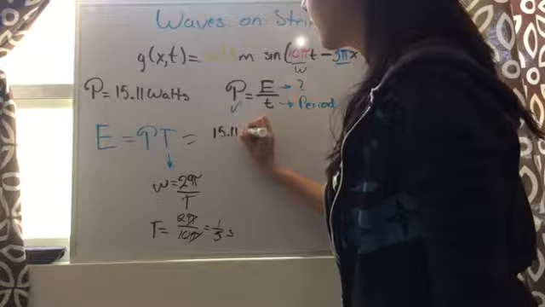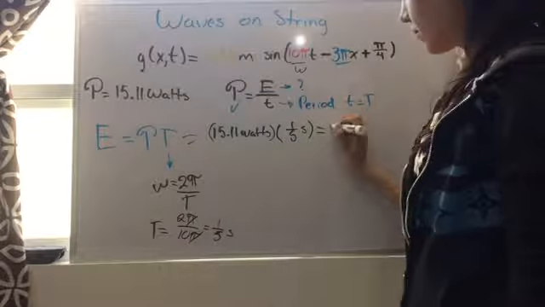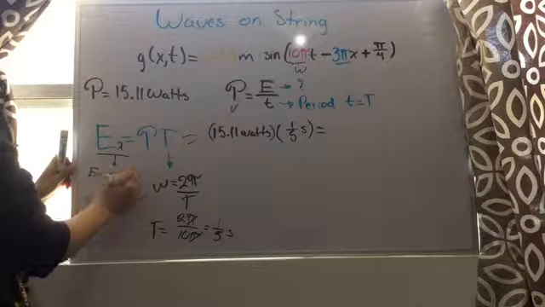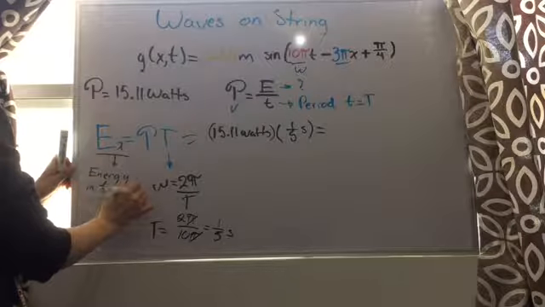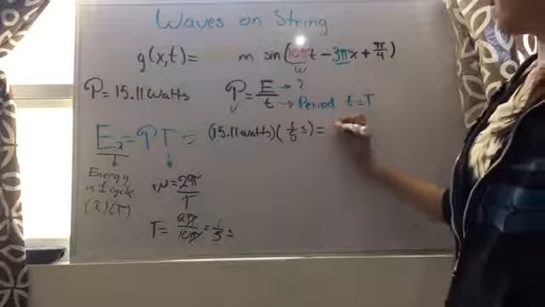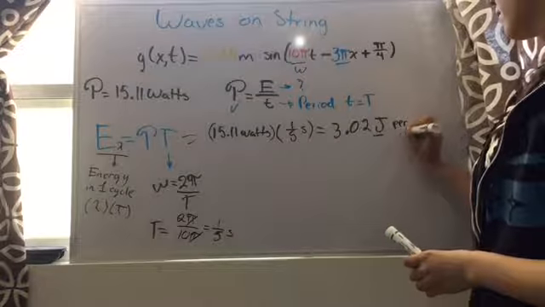1/5 of a second. So we only have to substitute those values and we'll get the energy contained in one cycle. So the energy is equal to 3.0 joules per cycle.